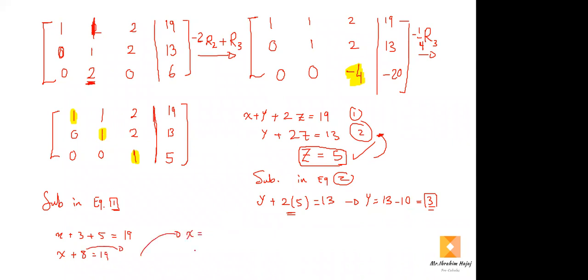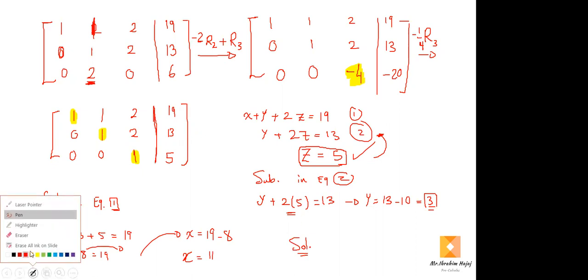So my x is 19 minus 8, which is 11. What's the solution of the system now, guys? It's 2z, not 10. 2 times 5 is 10, plus 13. Okay, x equals 6.